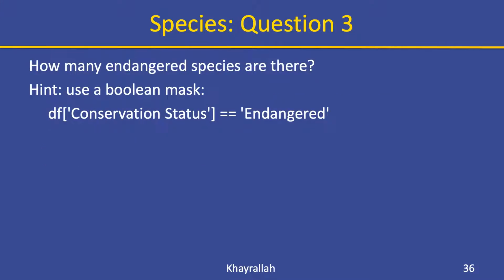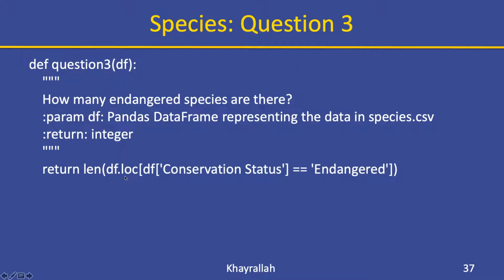For question 3, we need to figure out how many endangered species there are. We need to create a Boolean mask here. So the Boolean mask is df of conservation status equals endangered. That's going to be our Boolean mask. We're going to index the data frame by this Boolean mask. And this is how we do that. We just use the Boolean mask to index, using loc, our data frame.